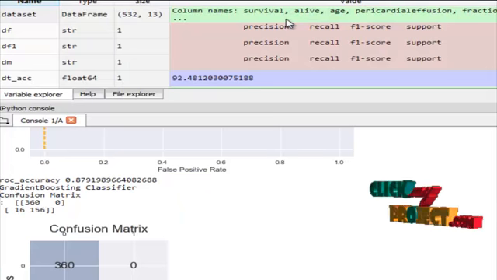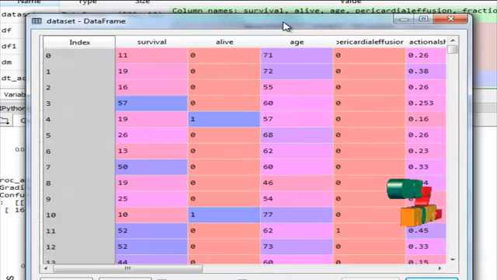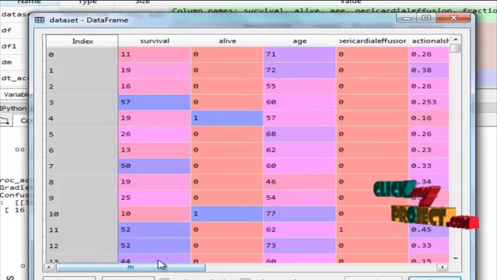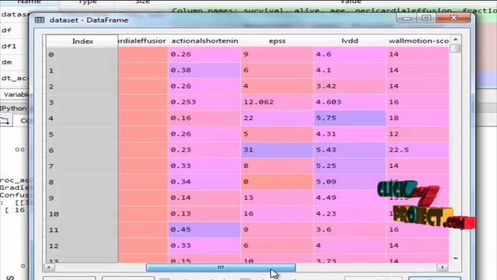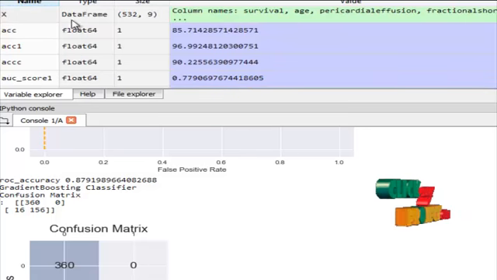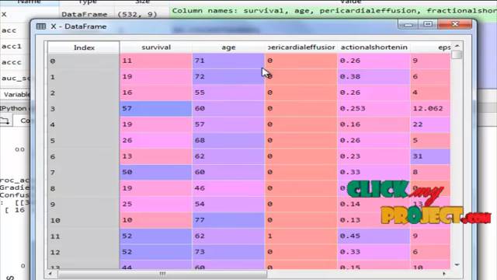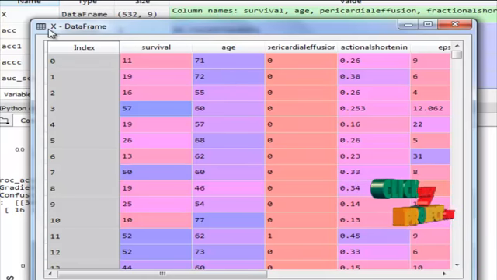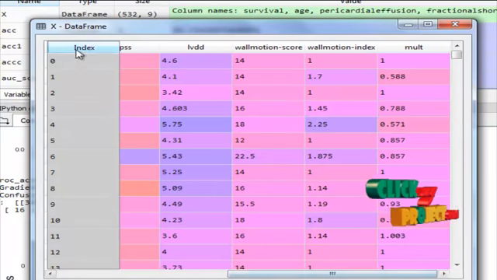Now we have to visit our dataset in the variable explorer. So this is our main dataset. So the dataset has survival, alive, age, and other attributes. So these are the attributes of our dataset. And the second one is our training dataset, our independent variables, also stored in the X variable. So X is a data frame. The data frame has the independent variables.